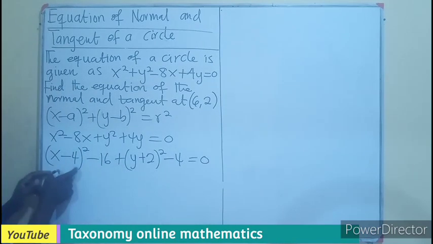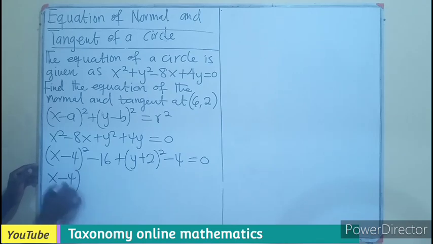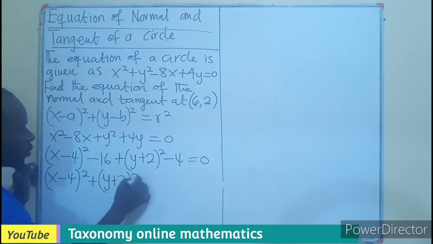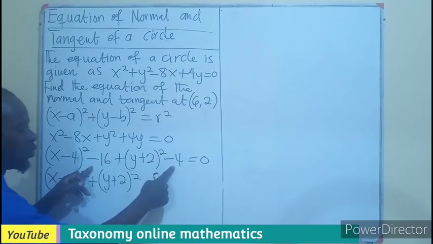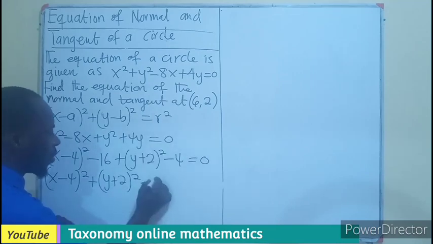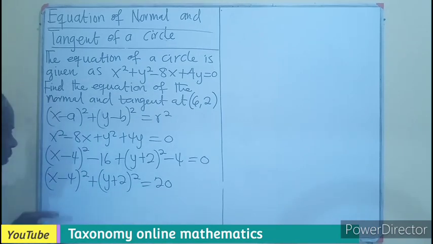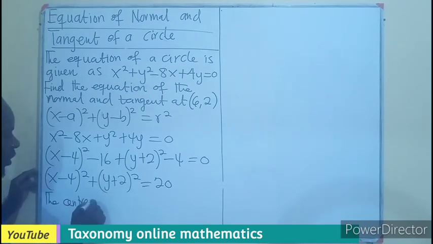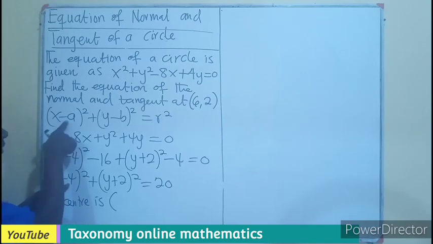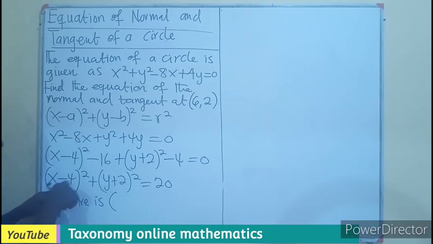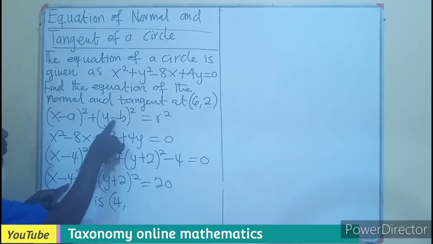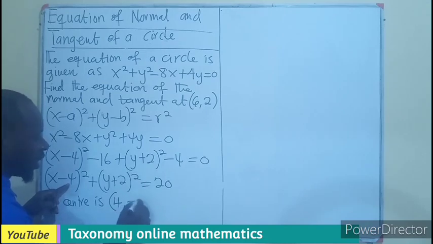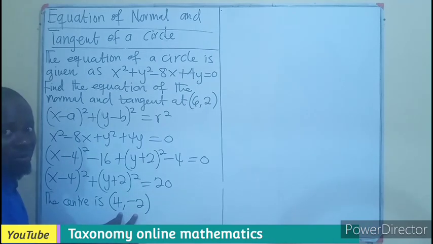So bringing these two together, (x minus 4) all squared plus (y plus 2) all squared. Don't forget, this is going to be negative 20. So negative 20 crossing becomes a positive 20. From here, the center is going to be this, which is the a: 4. Then b is positive 2. So the minus will affect this to make it a negative 2. So now the center is known.